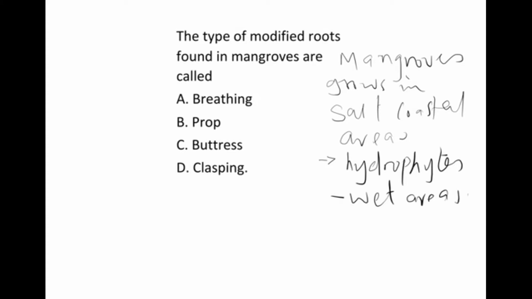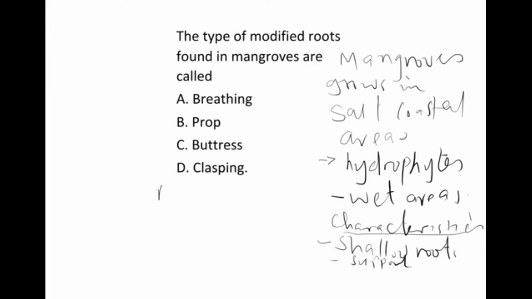For these plants to survive in this area that has a lot of water, they have to come up with some mechanisms that will enable them to survive there. Some of the characteristics of hydrophytes include: one, they have shallow roots. These plants grow in areas that have a lot of water, so they just need roots for support.